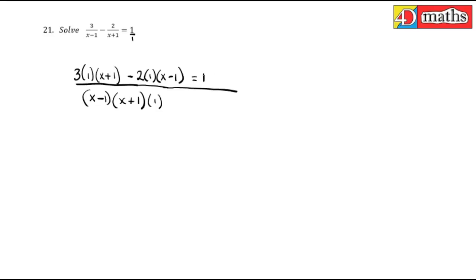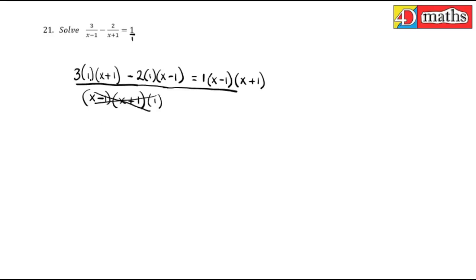And this 1 here, what's it multiplied by? When you look at the 1 here, that's taken into account here, so it must be multiplied by x minus 1, x plus 1. Because it's all over the same thing and there's an equals sign, I can ignore the denominator.